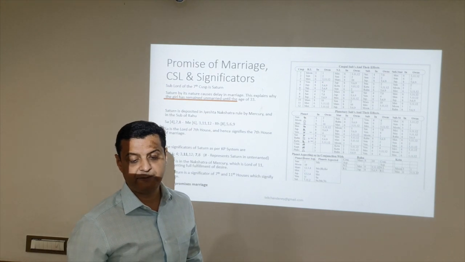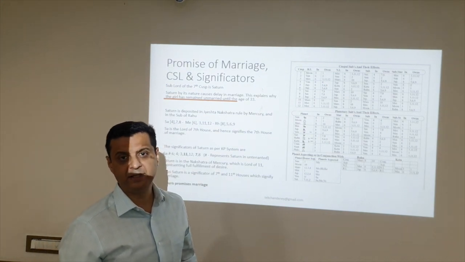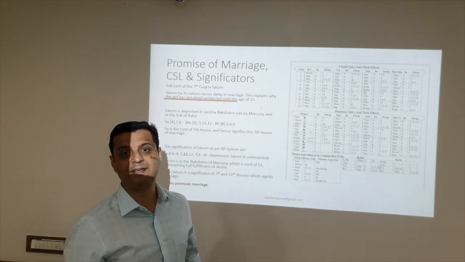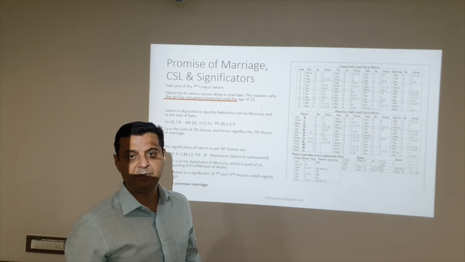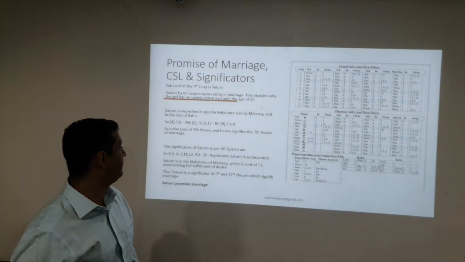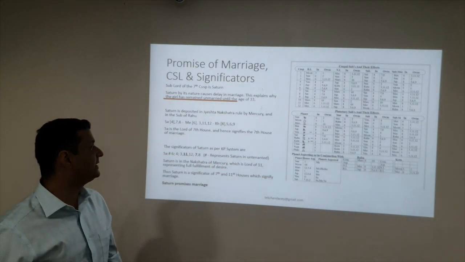So the promise of marriage, the cuspal sub-lord and the significators. What we see here is that the promise of marriage is shown by the 7th cuspal sub-lord. Now in this case, the 7th cuspal sub-lord is Saturn. What does Saturn signify here? Saturn is in the nakshatra of Mercury and in the sub of Rahu.